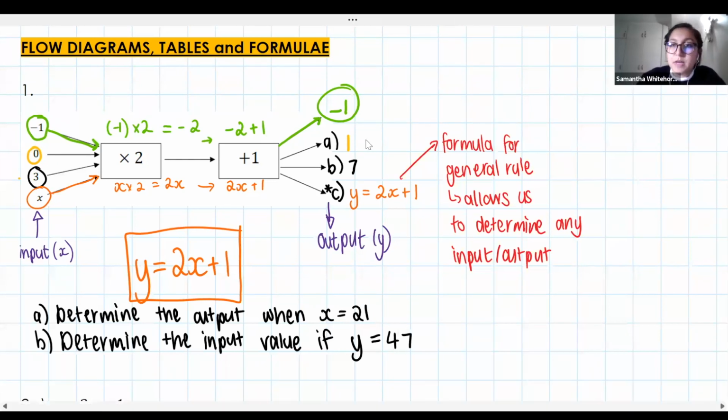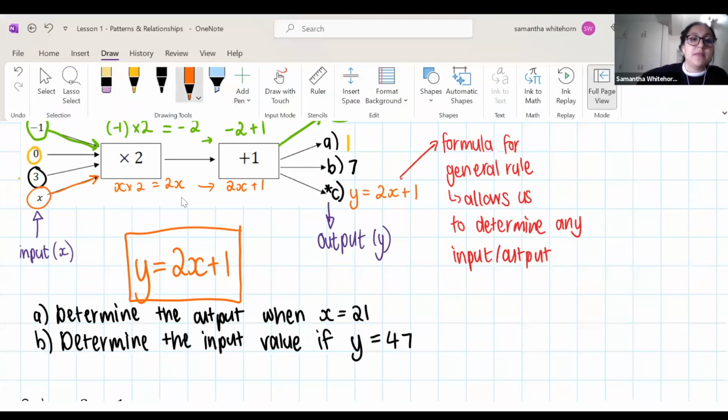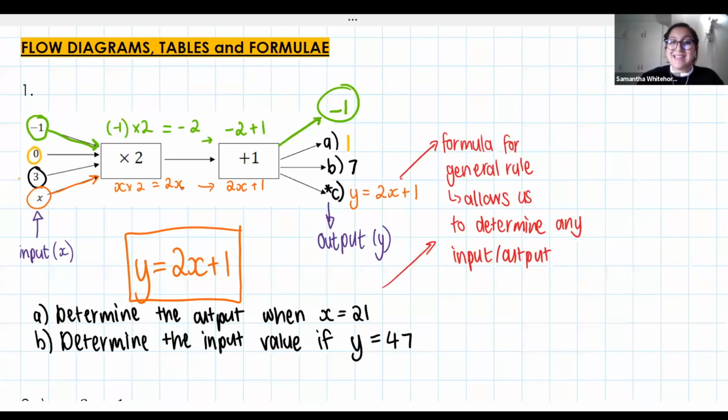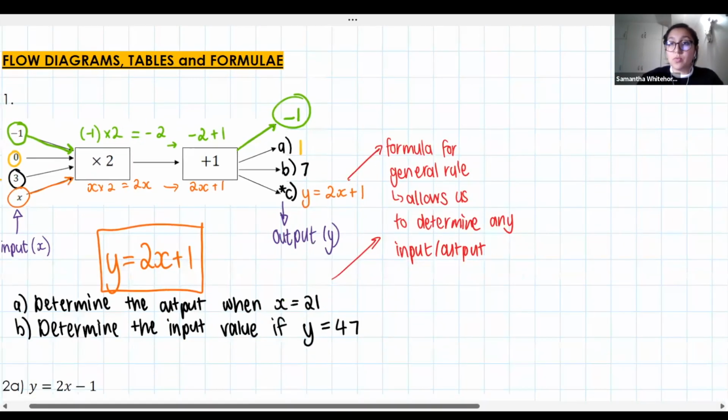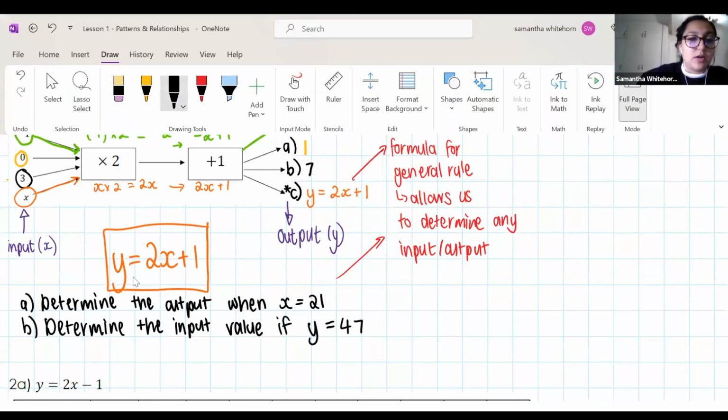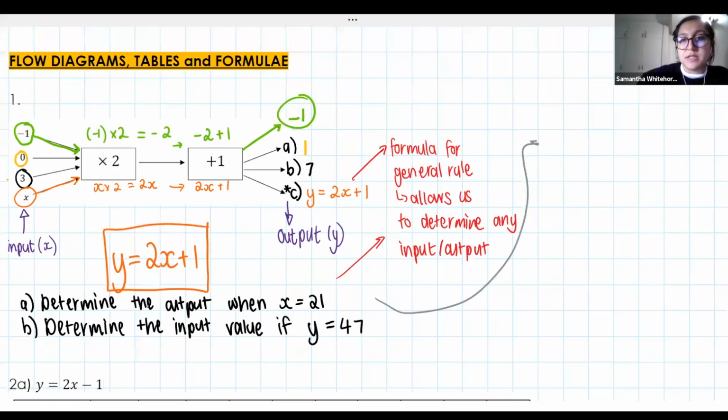All right, so this is sort of relating to what I was talking about over here. It is relating to us being able to determine any input or any output as long as we've got that rule. If we've got that rule, we can do pretty much anything with this formula. Right, so if we go on the side here and answer these questions, just because I'm obviously running out of space, we start with question A.